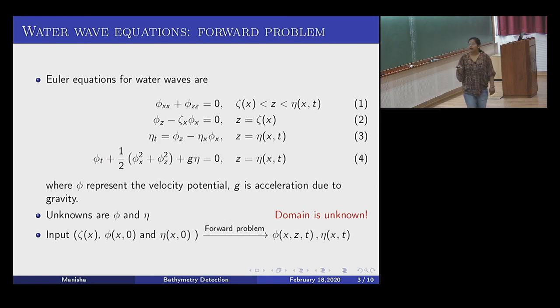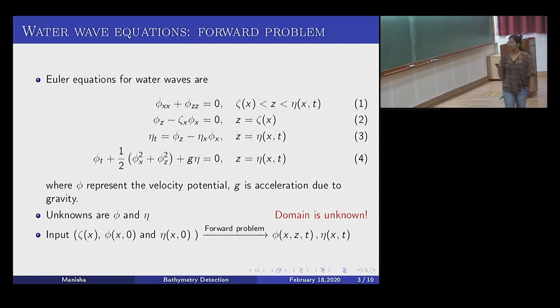Here, as I have already said, phi is the velocity potential and small g is the acceleration due to gravity. Notice here that the unknowns are phi and eta, which are the velocity potential and the free surface. So the domain is unknown. For our problem, given the bottom boundary and initial conditions for the free surface and velocity potential, we need to find the velocity potential and eta. This problem is known to be well posed. This is not of my interest.